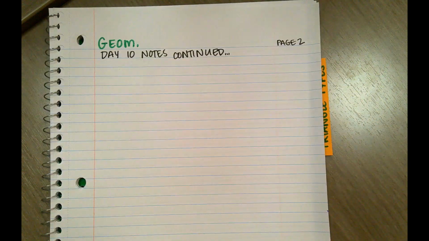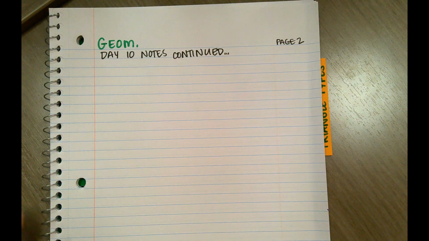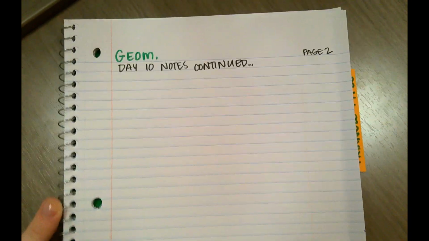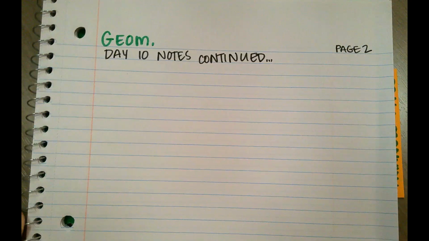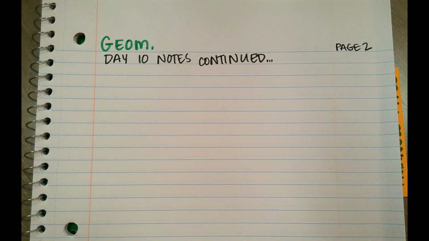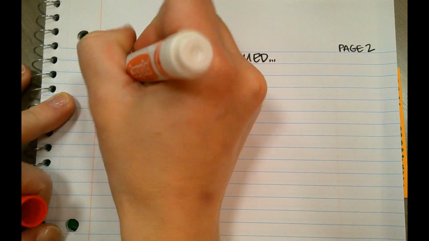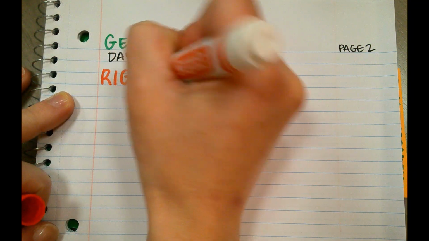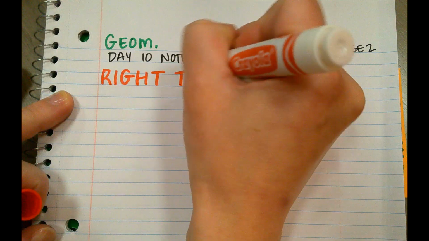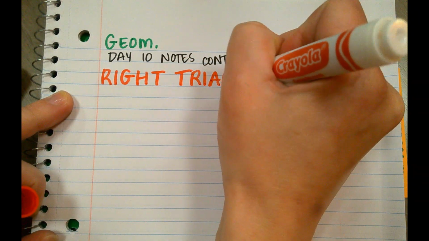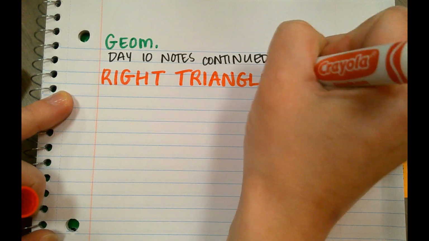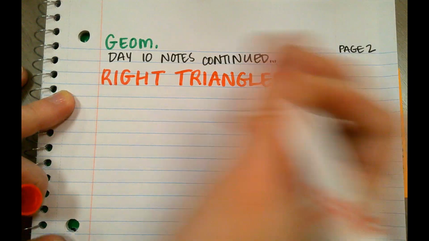So, moving on to page 2. We are now going to zoom in and look at right triangles specifically, because right triangles have some special rules that only apply to right triangles. So, I would love for us to title this page with right triangles. Right triangles specifically.